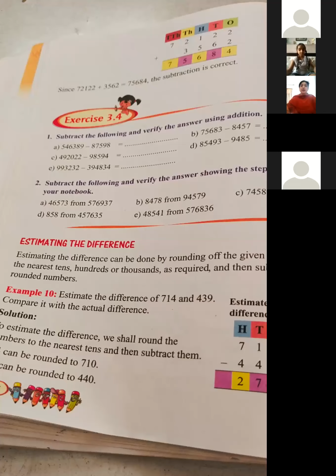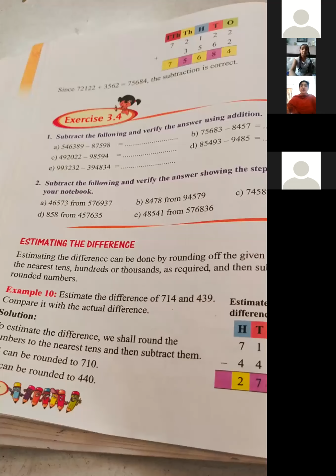Very good, Ikjot. Ikjot, the bigger number is called in subtraction? Minuend. Yes, very good. And the smaller number? The smaller number is subtrahend, very good. And the answer is called Difference. Now, everyone knows how to minus, how to subtract.